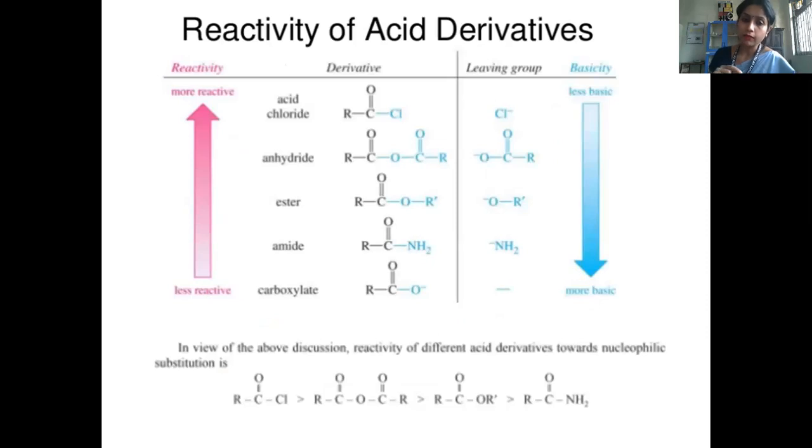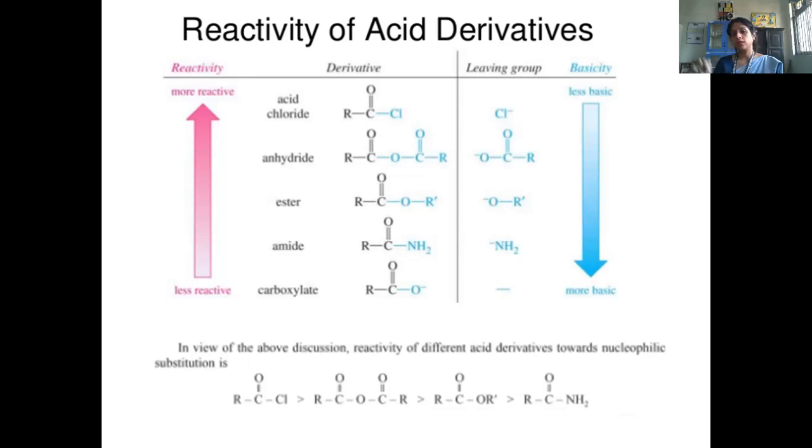Now, if you compare all the Y's, all the leaving groups, among the five derivatives, which one will leave faster? We have also studied during the carboxylic acid presentation that acid chloride is the most reactive among all the acid derivatives. Why? Because the chlorine group is a very good leaving group.